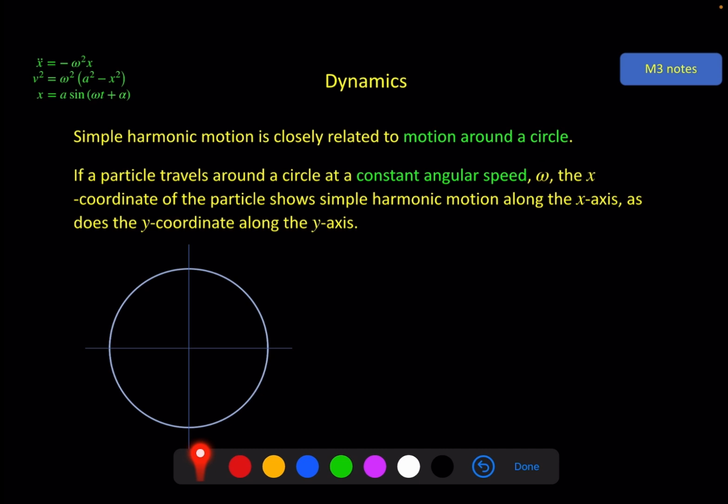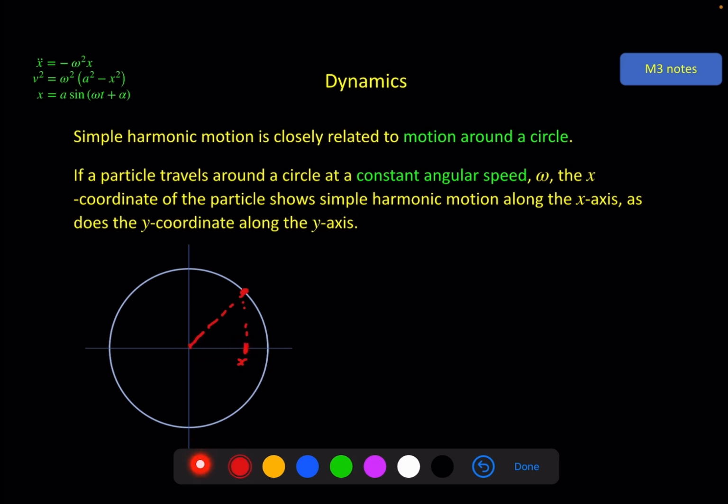And if that's true, if it's traveling around at a constant angular speed, then the x-coordinate of the particle shows simple harmonic motion along the x-axis, and the y-coordinate along the y-axis does the same. And you can see that if we move from here to here, π/4 radians, then the x-coordinate, let's draw a few of these out, the x-coordinate here, we've done 1 second to move this distance on the x-axis.